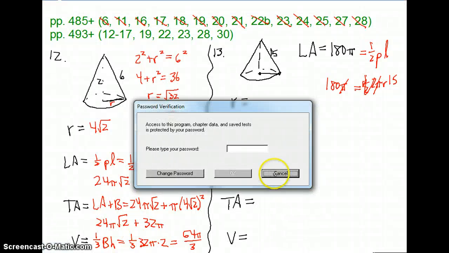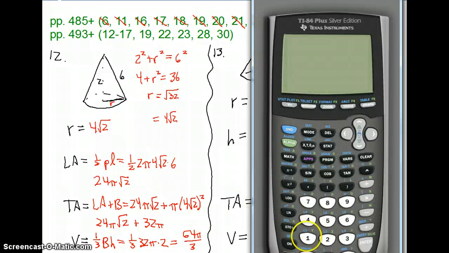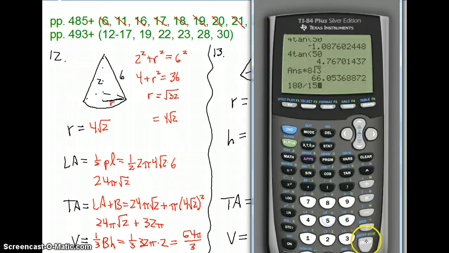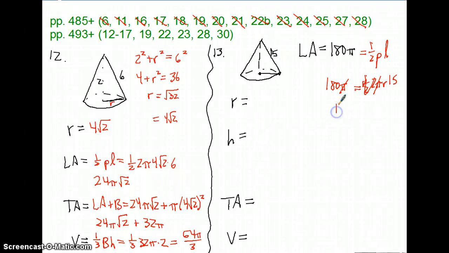What happened? I don't want that. Straight clicks. And that turned off. 180 divided by 15. That's 12.